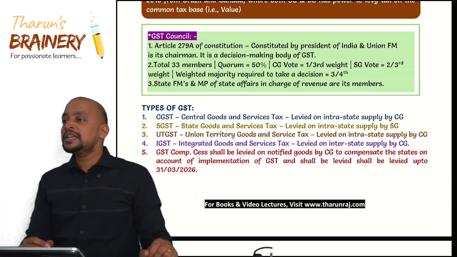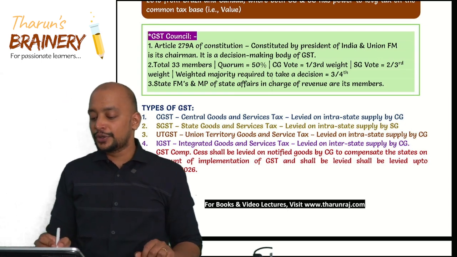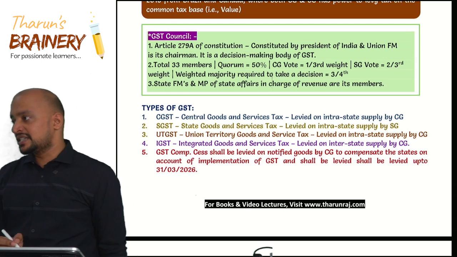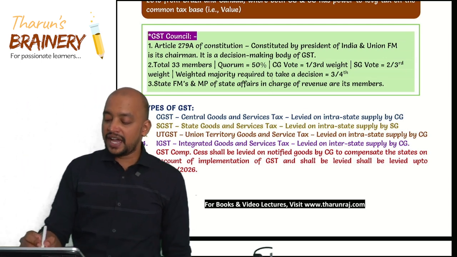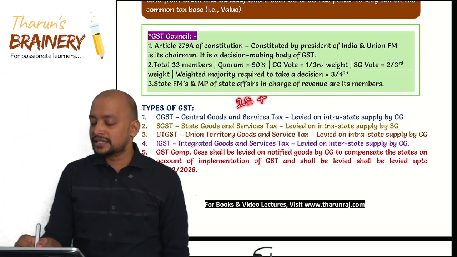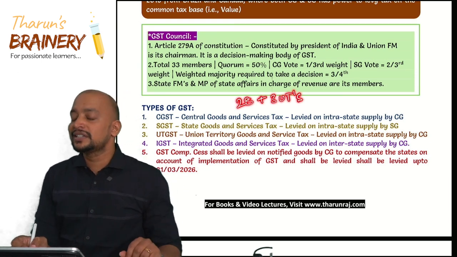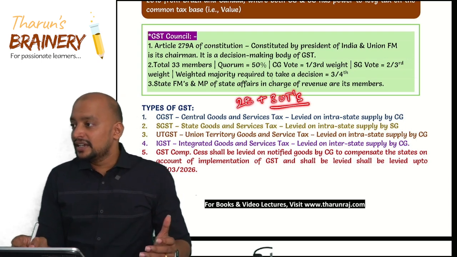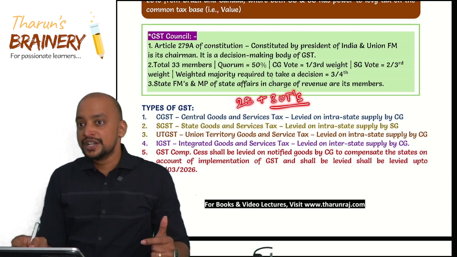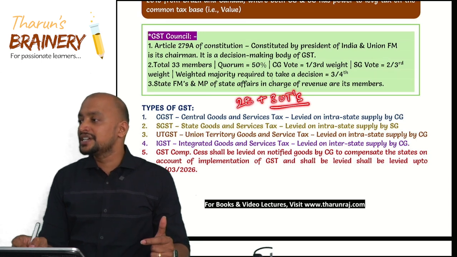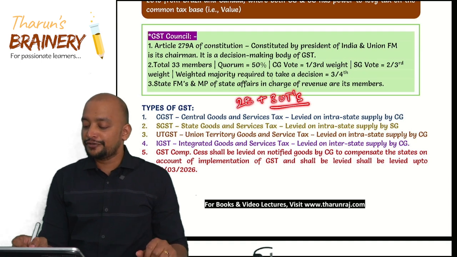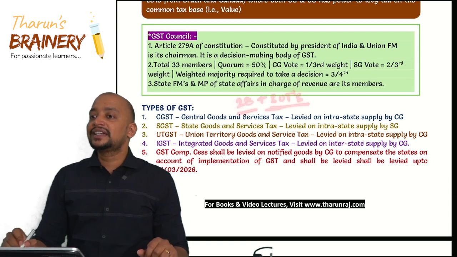And how many members will be there in GST Council? Total 33 members. How 33 members? One Union Finance Minister. And how many states we have? 28 states plus 3 union territories with state legislature. What are the 3 union territories with state legislature? Delhi, Pondicherry, Jammu and Kashmir. So for these 3 union territories with state legislature also, SGST Act only will be applicable. So therefore 28 plus 3, 31.